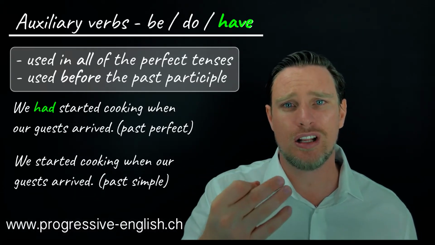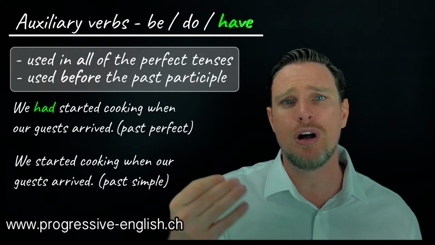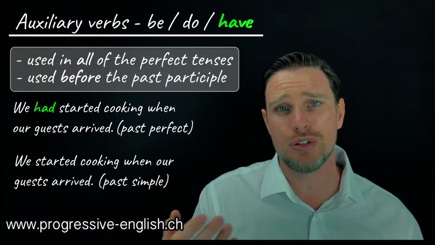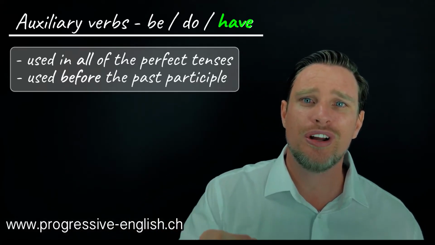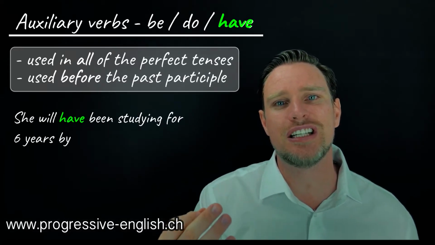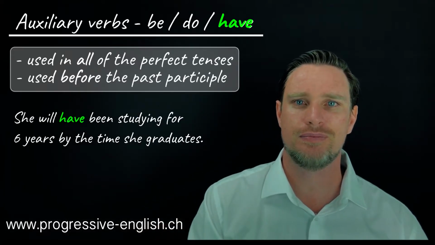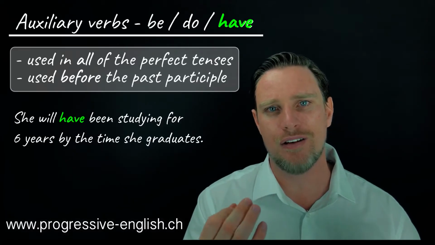Yes, and finally I'll give you an example of the future perfect. I'll do a future perfect continuous just to mix it up a bit. So she will have been studying for 6 years by the time she graduates. You got the auxiliary verb in there again, have.